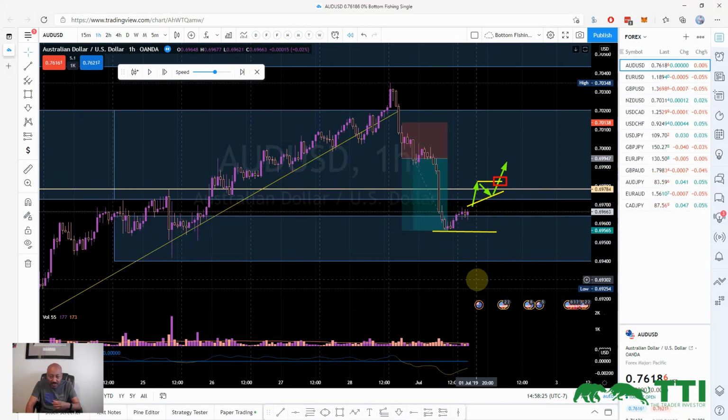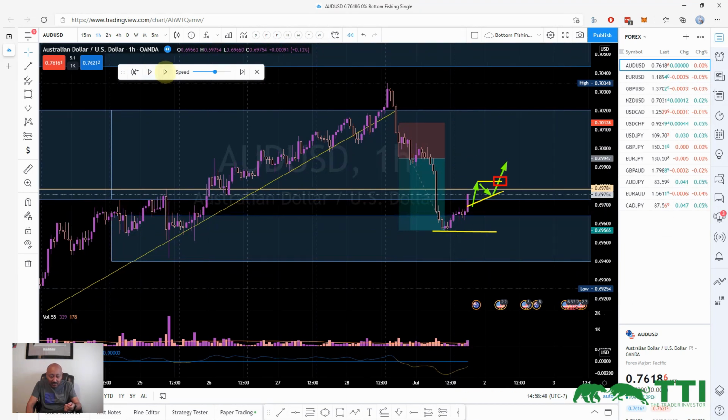If that happens, then we're in business for further downside. If that doesn't happen, we are looking for this higher high, higher low break of structure to exit our position. So let's continue to play it out.